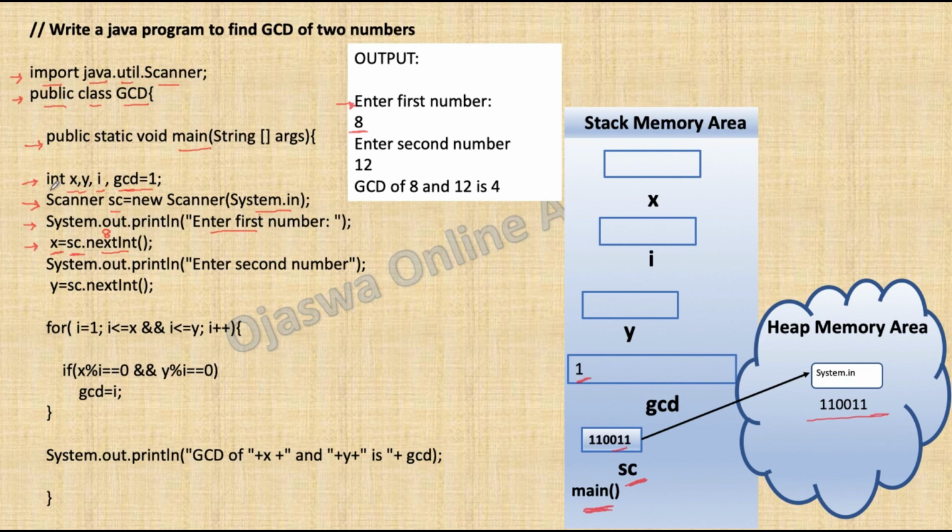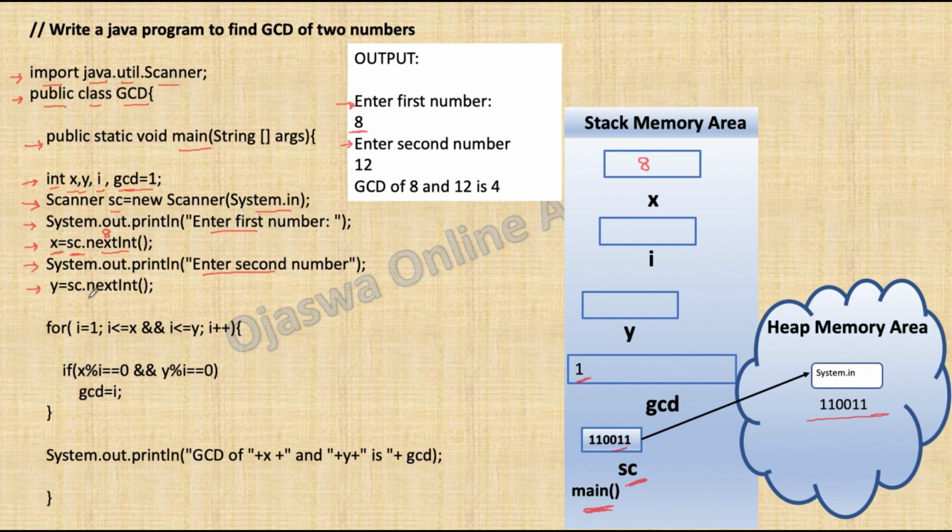The data type of the variable is int. Number 8 is stored inside the memory reserved for variable x over here. Next statement is executed. System.out.println, enter second number. The println method prints the data to the console. So "enter second number" is printed to the output so that the user understands he has to input a second number.